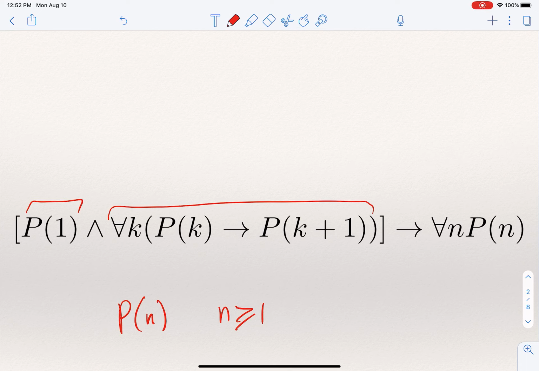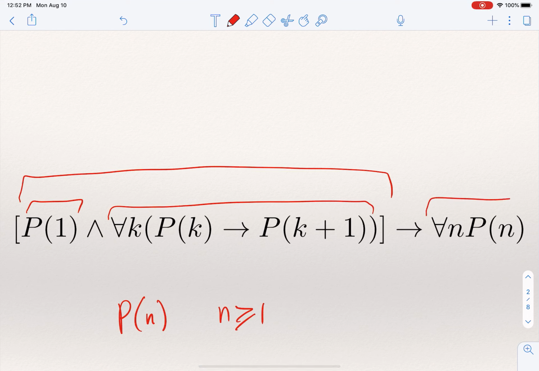These two combined, the fact that P of 1 is true, and the fact that for an arbitrary k, P of k implies P of k plus 1, we can conclude that P of k is true for every natural number k, or in other words, for every n greater than or equal to 1, P of n is true. Again, here I'm assuming the numbers I'm dealing with are 1, 2, 3, and so on. This is all that mathematical induction says.